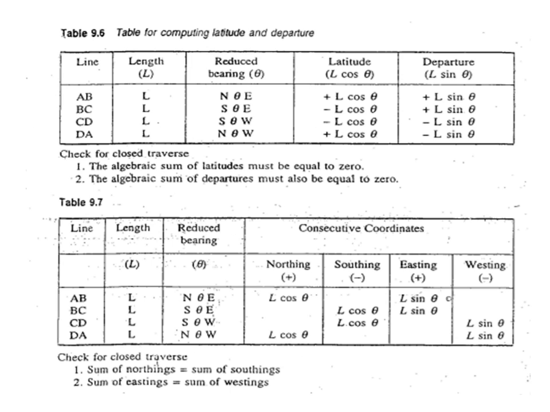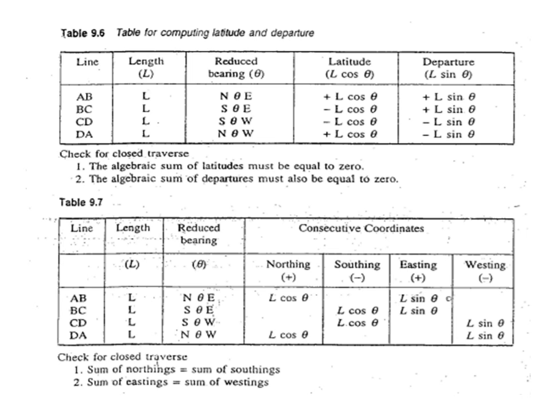Refer to table 9.6 for computing the latitude and departure, where there is a closed traverse and the lines are AB, BC, CD and DA, and the lengths are L. In that case, the first line is lying in the first quadrant, that is N theta E. Similarly, the second line is lying in the second quadrant, that is S theta E, and the third line CD has a reduced bearing of S theta W, and the last line DA lies in the fourth quadrant, that is N theta W.